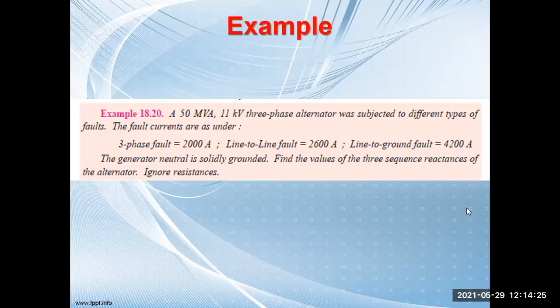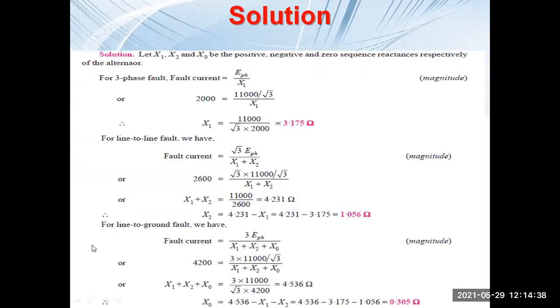Okay. So find the values of the three sequence reactances of the alternator. We need to calculate the sequence reactances. Three different fault currents are given. Now we need to calculate the sequence reactances. How to do that? Let us say X1, X2, and X0 are the positive, negative, and zero sequence reactances.